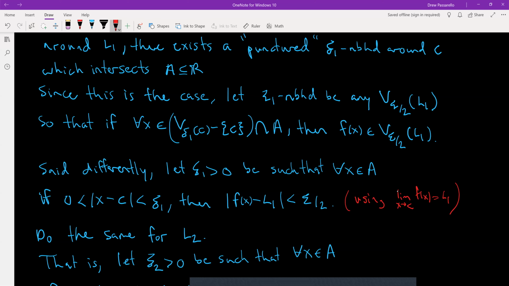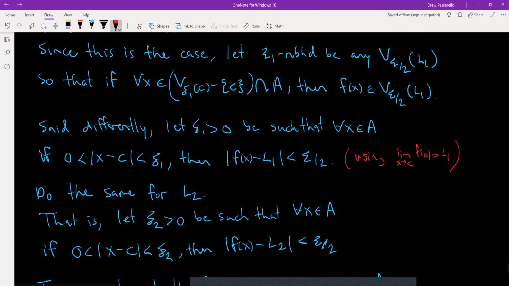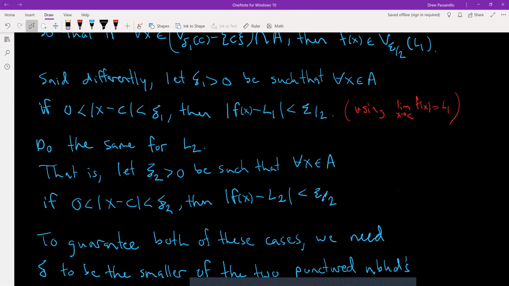We're going to do the same for L2. So that is, let delta 2 be such that for all x in A, we have that 0 less than the absolute value of x minus c less than delta 2, then the absolute value of f of x minus L2 is less than epsilon over 2. All right, that's using our other assumption.